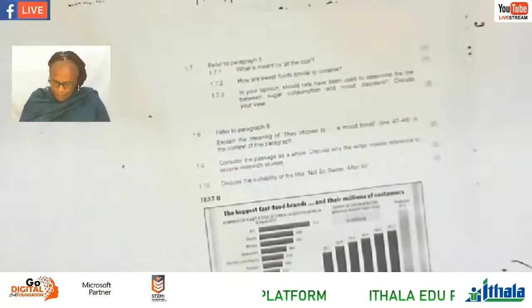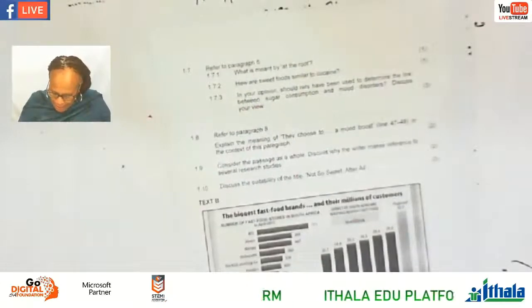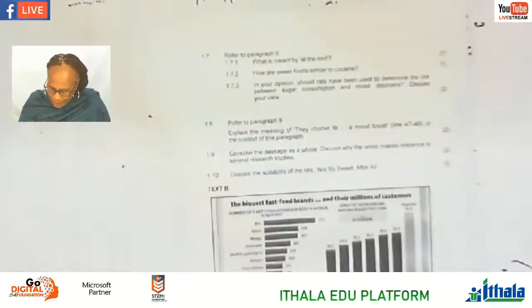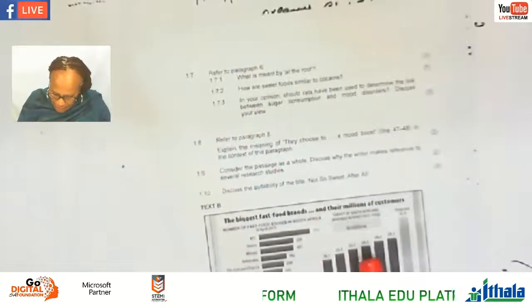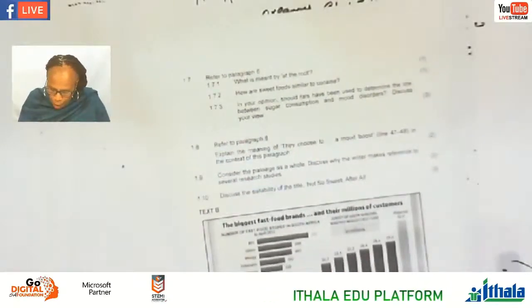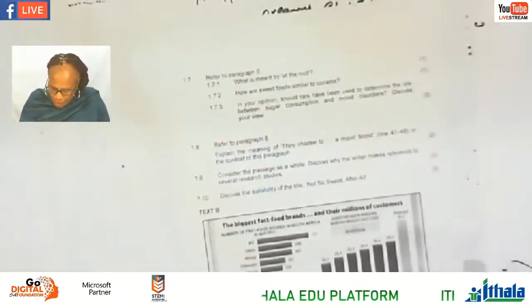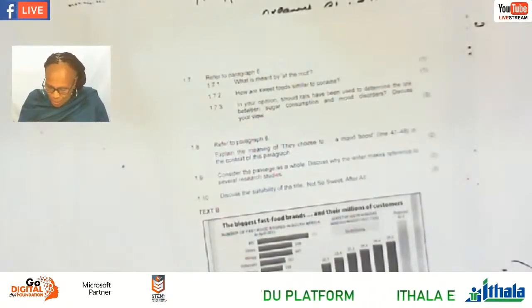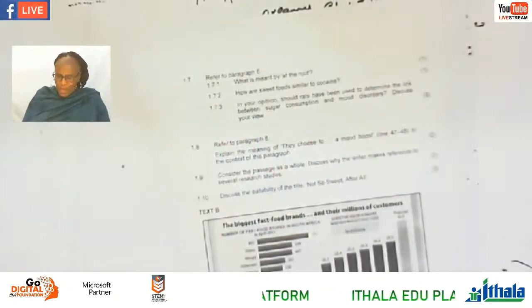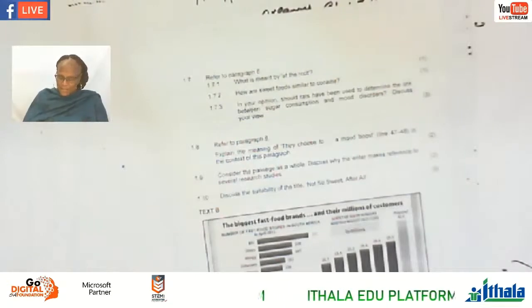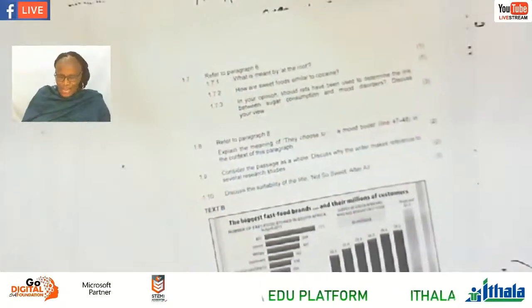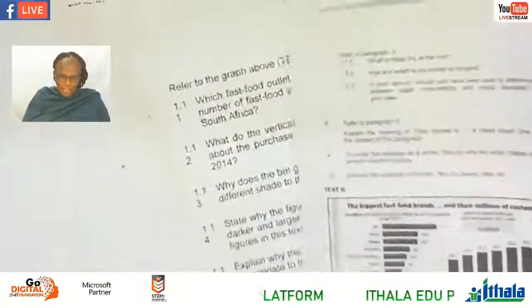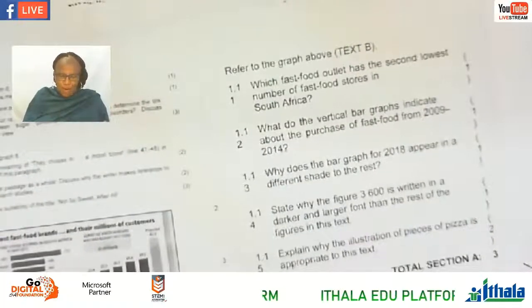Then sineminyaka lapha 2009, 10, 11, 12, 13, 14, and 2018 in millions. Then there is 26.7, 20.7, 23.4, 25.3, 26.5, 28.6, 29.5, and 42.0. Then base kuba nama pieces lawa epizza. Base bethi South Africa's growing hunger for food and fast foods. Kuna ama questions akhona ke, they are very short, 5 iphela.